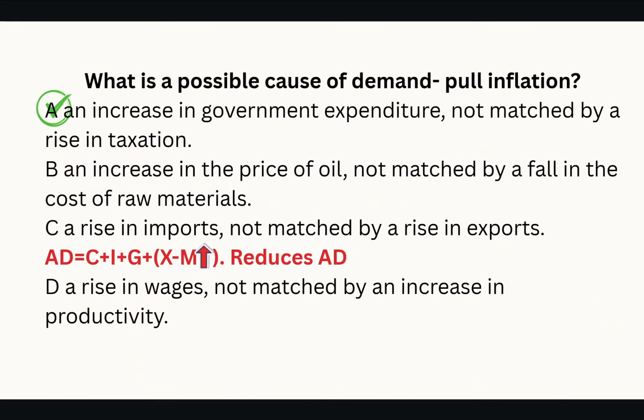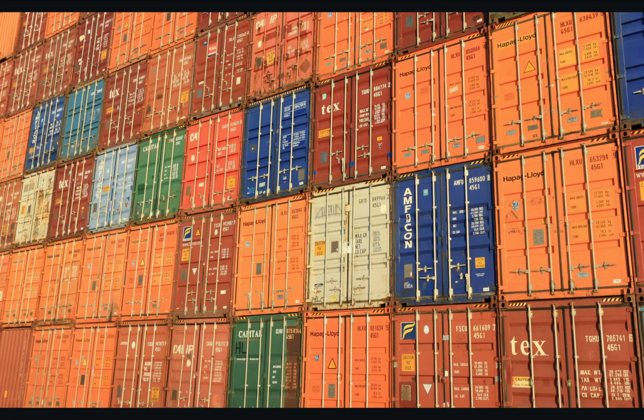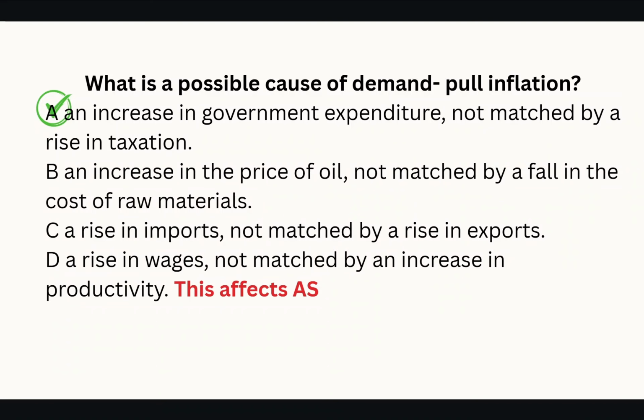Option C, a rise in imports not matched by a rise in exports. Again, our formula, C plus I plus G plus X minus M. In this case, imports are increasing. This will reduce aggregate demand. Option D, a rise in wages not matched by an increase in productivity. This will affect AS, not AD. So this will be incorrect.